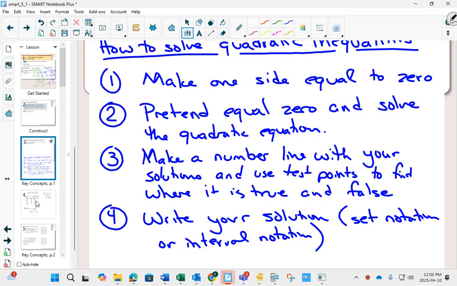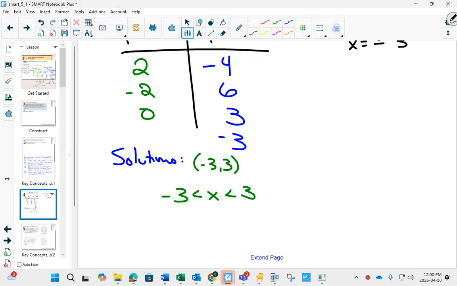Now, in step 3 that we wrote down here, we said make a number line with your solutions. So we're going to make a number line with our solutions. We're going to put -3 and 3. It's important that -3 is to the left, right, if this was a number line. And we're going to put circles here. Sometimes we're going to fill them in, sometimes we're not. This time we're going to leave them open because it didn't have an equal sign. -3 and 3 both fall in the false side. They don't work.